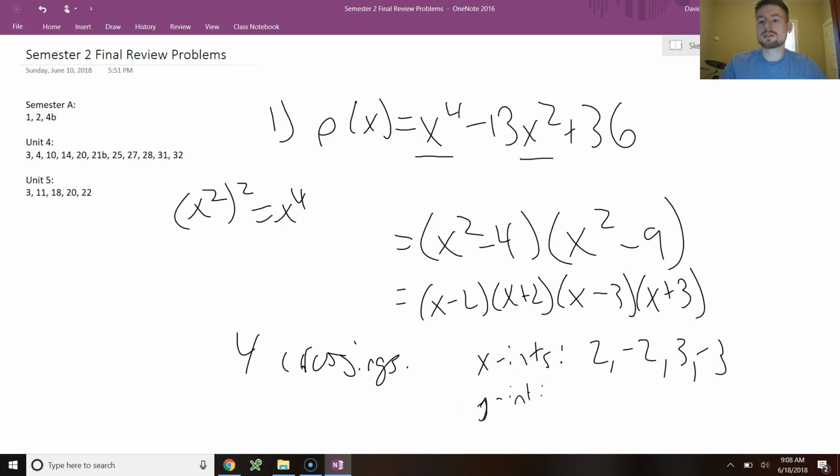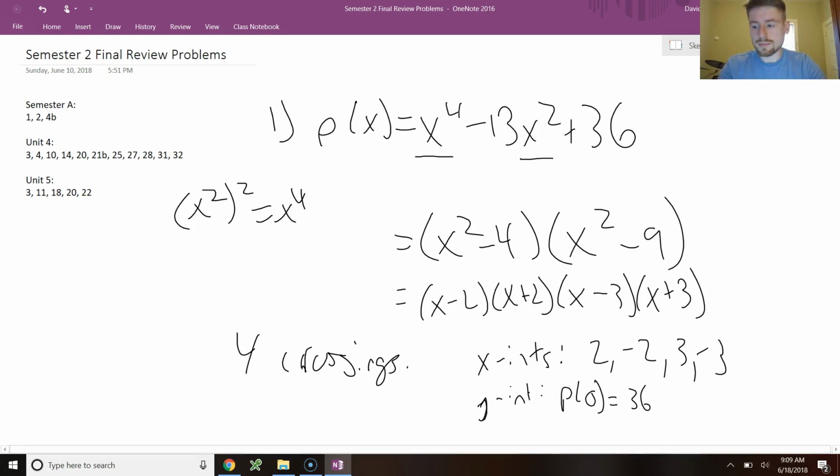Remember, a y-intercept is where it hits the y-axis, so that's when x is equal to 0. An x-intercept is when y is equal to 0. You can have many x-intercepts for a function, like this one has 4. You can only have one y-intercept for a function because if there were more than one, it would fail the vertical line test. Okay? So our y-intercept is if you evaluate p of 0, and p of 0 is just 36. So the y-intercept is 36.